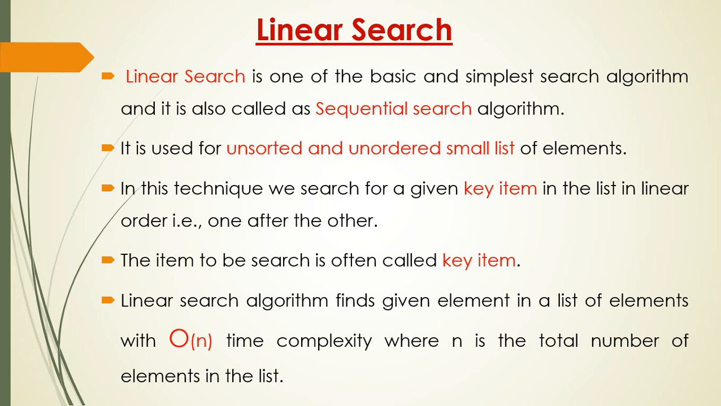The linear search algorithm finds a given element in a list of elements with O of n time complexity. There are two measures, time complexity and space complexity: how much space it requires and how much time it requires. Depending on those two things, we design O notations. O of n, where n is the total number of elements in the list. Later we will discuss this briefly.